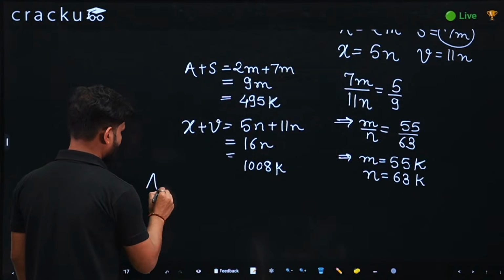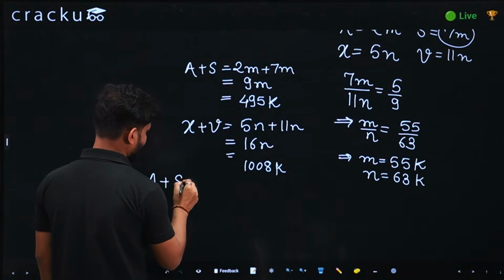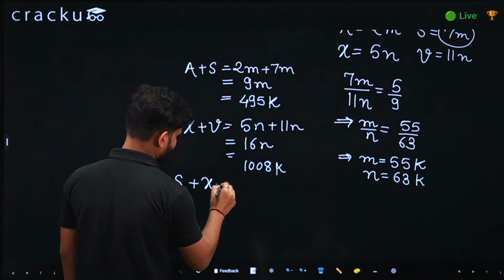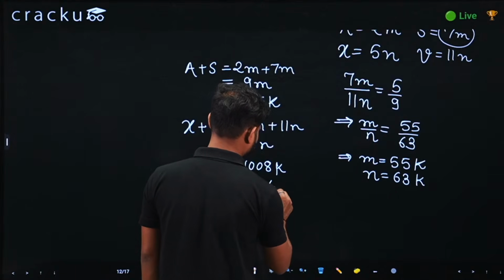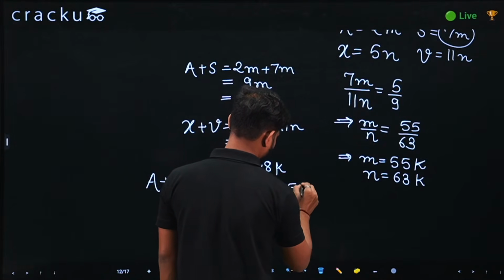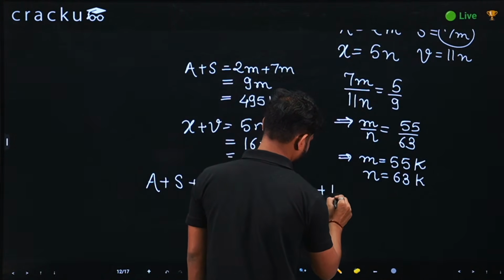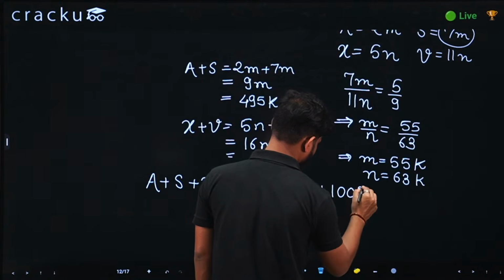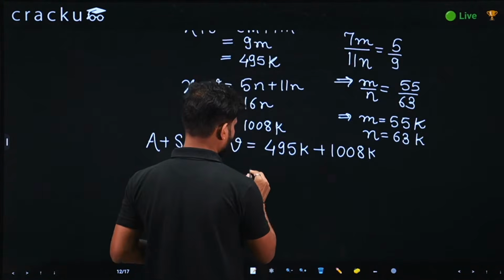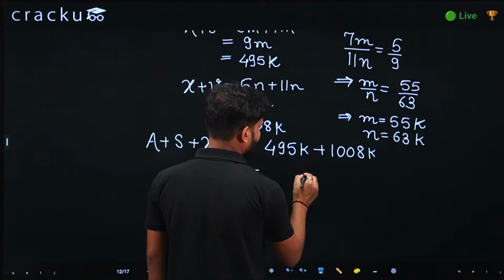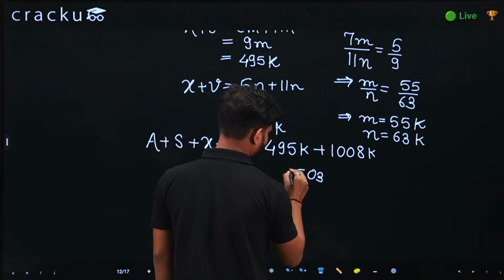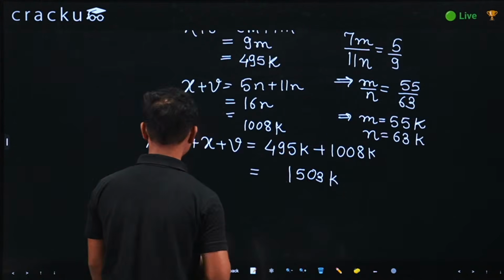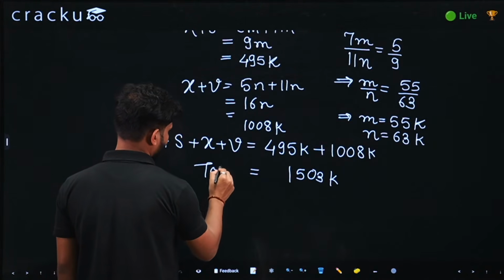Right? Now you have to find the total. What is the total? It is A plus S plus X plus V. It will be 495k plus 1008k. Now add this. You will get 1503k, right? So this will be your total.